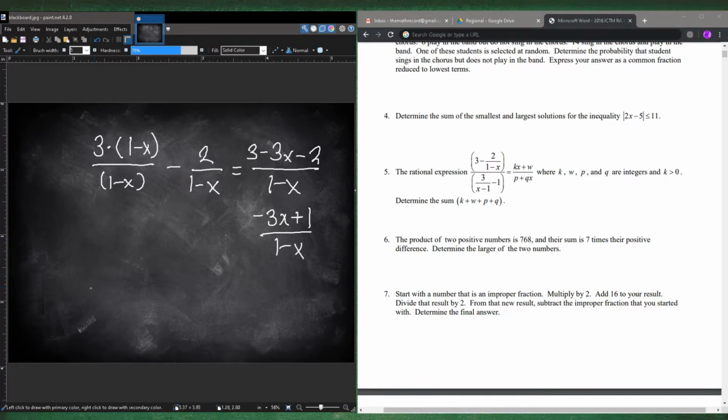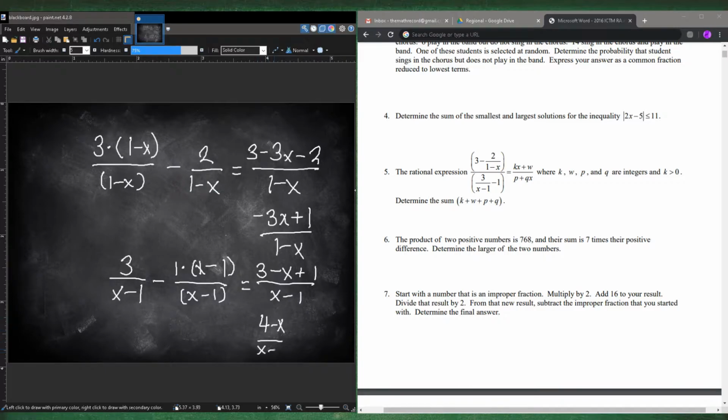Okay, now let's work on the denominator. So 3 over x minus 1 minus 1. So it will be 1 times x minus 1 over x minus 1, which is equal to 3 minus x plus 1 over x minus 1, which then simplifies to 4 minus x over x minus 1.